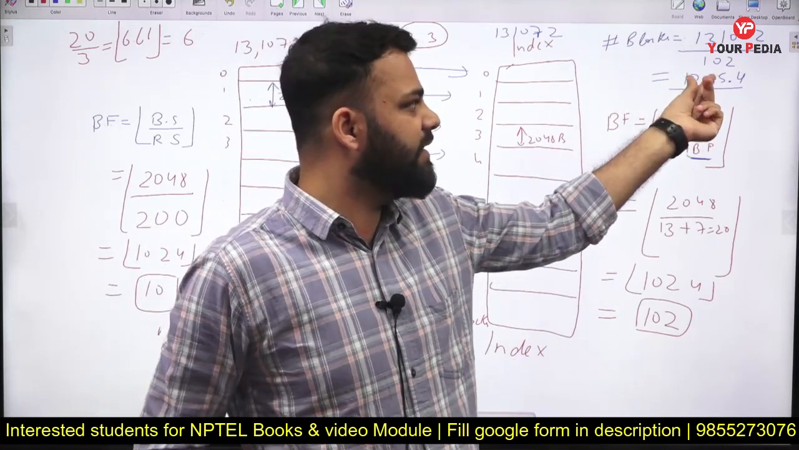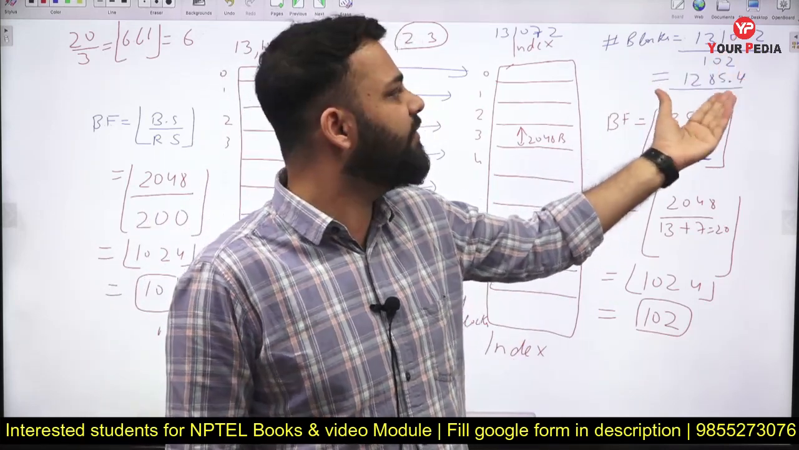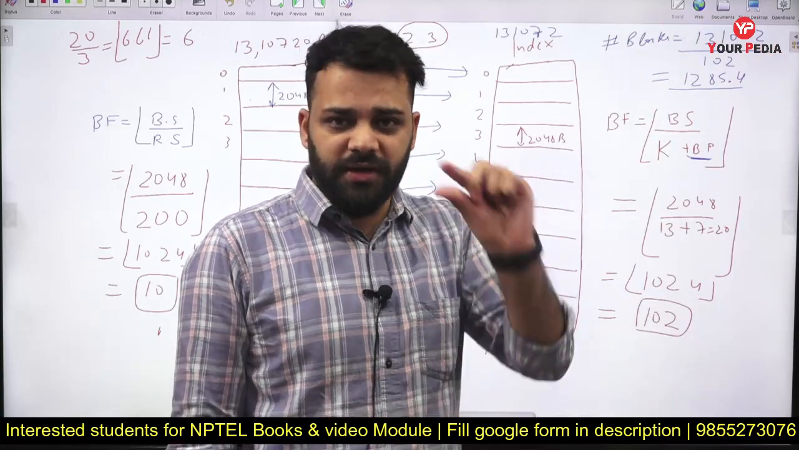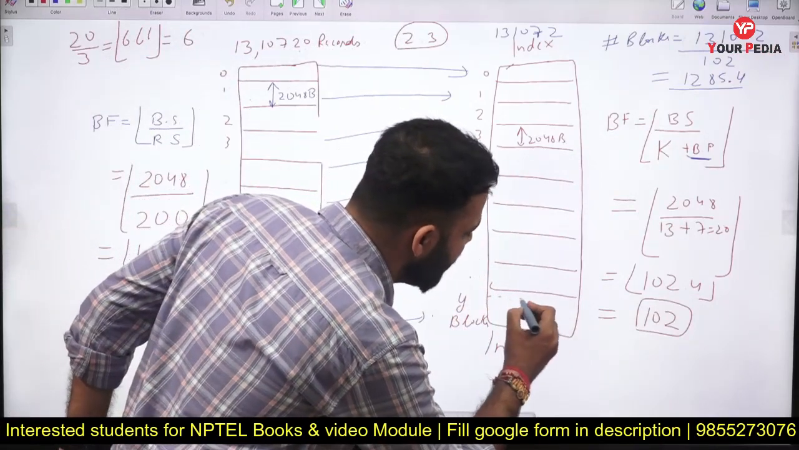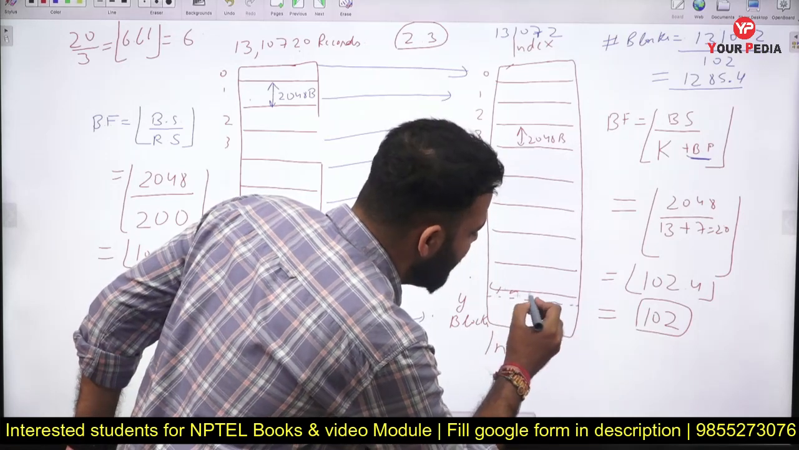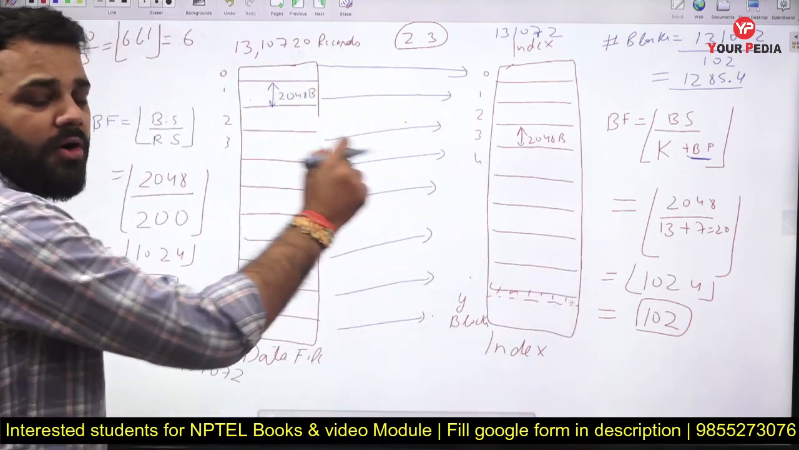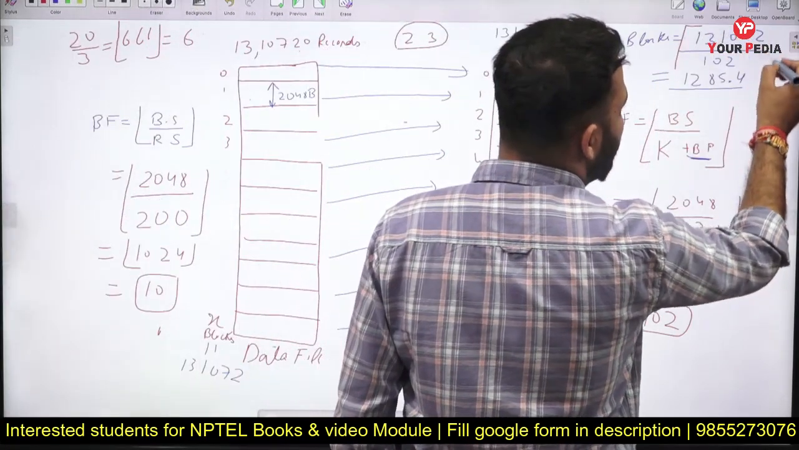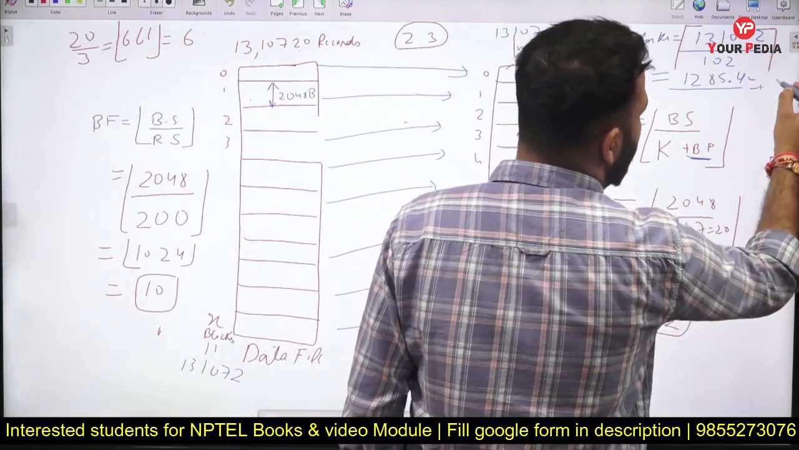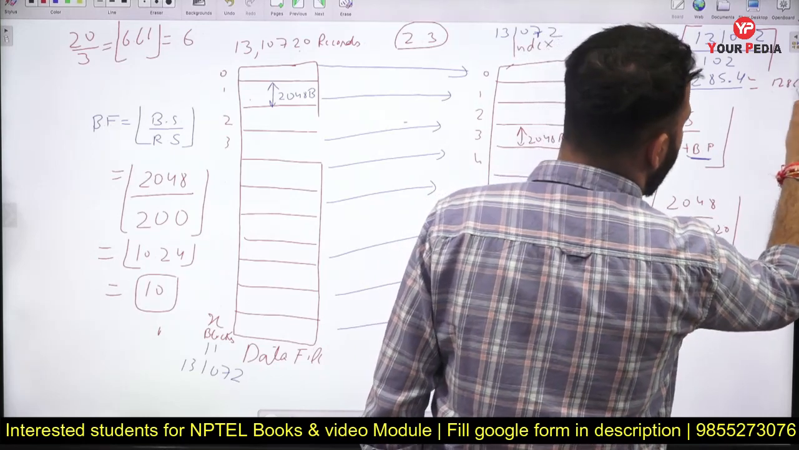If you take the floor value here, you take 1285 blocks. So the number of records which will be present in the 0.4 part will be lost. So you have to take these records into consideration also. This means that we will be taking the ceiling value. So the number of blocks will be 1286.